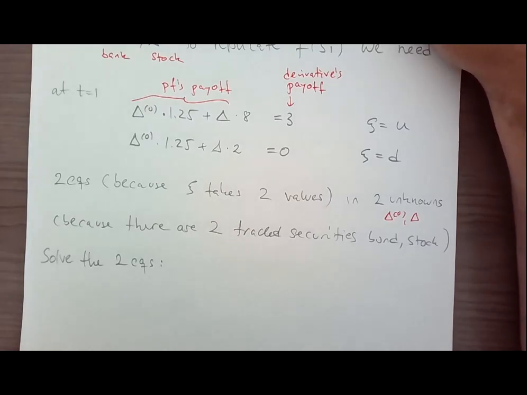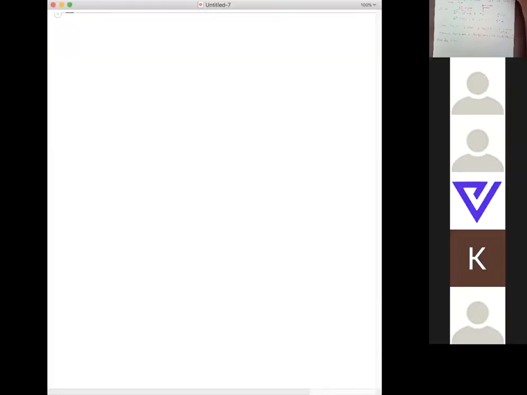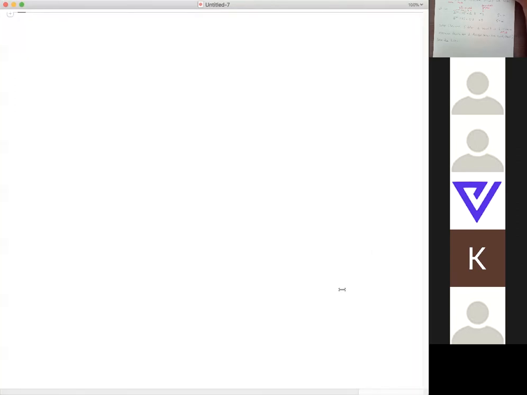I do trust that we can all solve them by hand, but for those of you that have not played with Mathematica before, can you guys see Mathematica now on my screen? Yeah, we could see it. Okay, so let me try to show you how to do it if I can get it to work. So you write Solve, and in there was a delta, I call it delta naught, and then it was times 1.25. Delta naught was the units in the bank. This interest rate, the value of the bank account at time one was 1.25, and then delta times 8, this was the stock in the up state. Then you put two equality signs, and then I want that to be equal to 3.